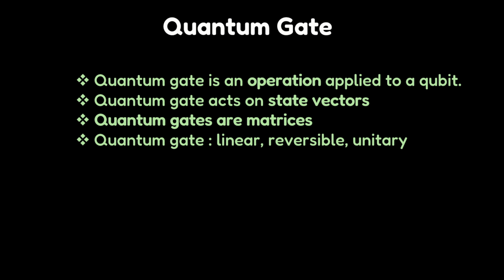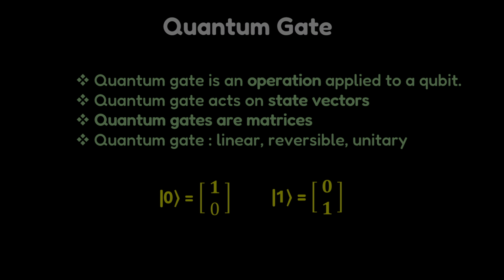Let's recall how qubits are written in the vector form. State 0 is written as [1, 0] and state 1 is written as [0, 1]. This means the top number is the amplitude of 0 and the bottom number is the amplitude of 1. In this class, we will talk about three Pauli gates: Pauli X gate, Pauli Y gate, and Pauli Z gate.